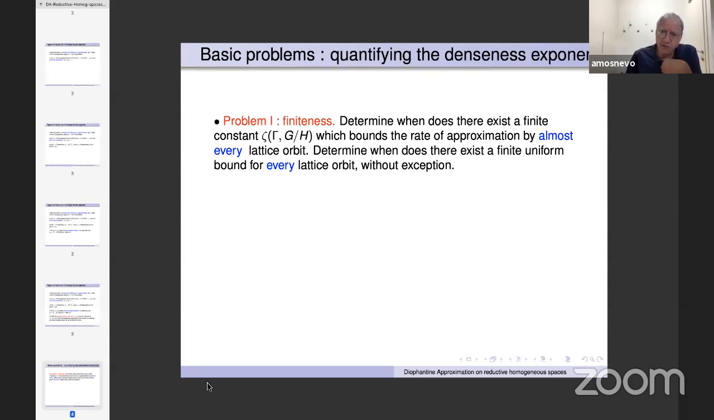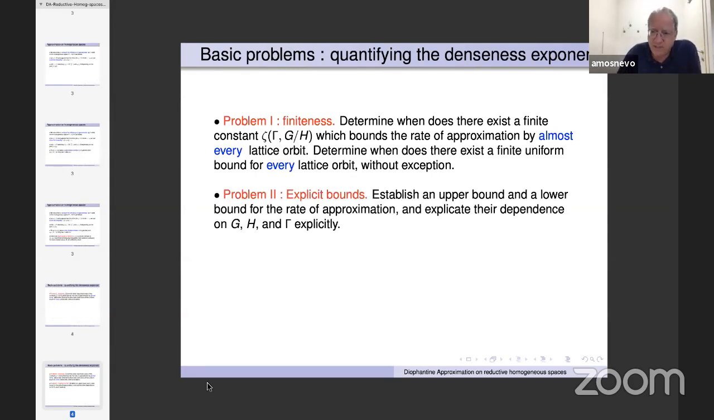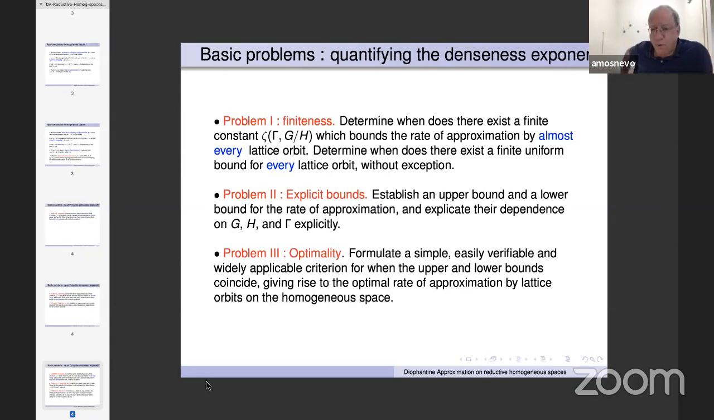And having established the finiteness, we would like to establish some explicit bounds, namely an upper bound and a lower bound for the rate of approximation. And we would like to explicate their dependence on G, H, and gamma explicitly. And finally, and this is quite challenging, we would like to consider the problem of optimality. And by that, we mean to formulate a simple and easily verifiable, widely applicable criterion for when the upper and lower bounds coincide. And that would give rise to the optimal rate of approximation by lattice orbits on the homogeneous space.